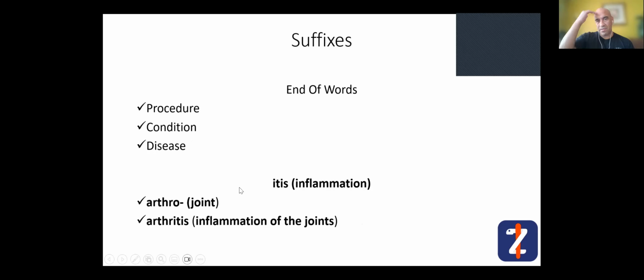Suffix is the end of the word. So we have a procedure, condition, or disease. Usually the end of the word is either a procedure or a condition or a disease. So it depends on what it is.